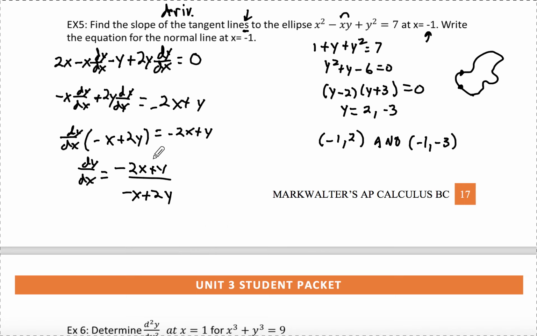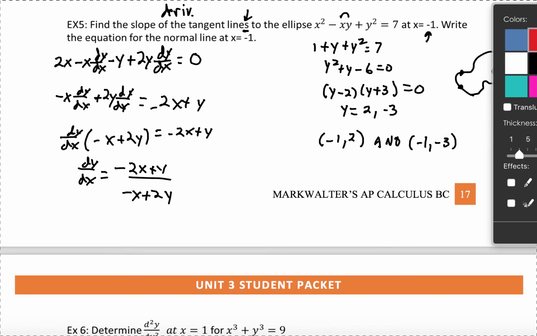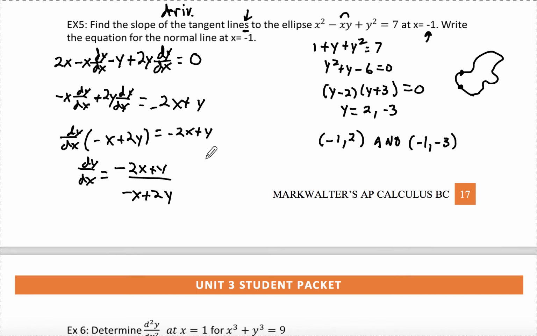Now I can plug my points in over here. My slopes will be: if I plug in negative 1 for x and 2 for y, negative 1 times 2 will give me 2 plus 2 over 1 plus 4, equals 4 over 5. So I have a slope of 4/5 that comes from this point when I plug it in over here.